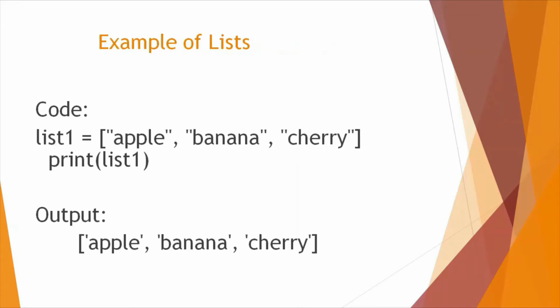So here is an example of a list. list1 is equal to apple, banana, cherry. This is how we can declare a list, and in order to print the list, we'll just pass this list, this list data type, into print, and this is how we can get the output, that is apple, banana, and cherry.